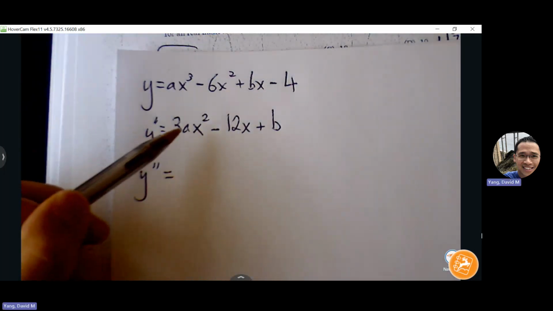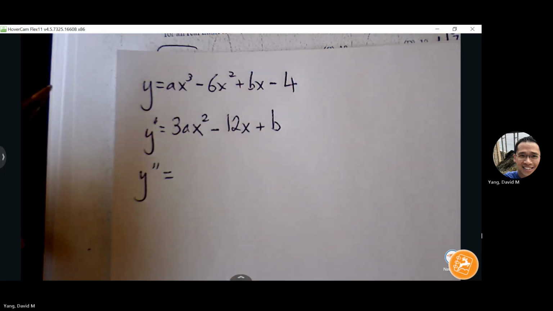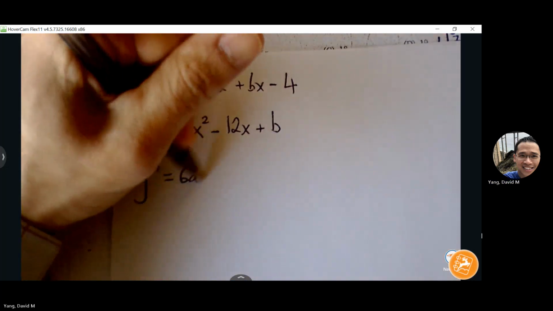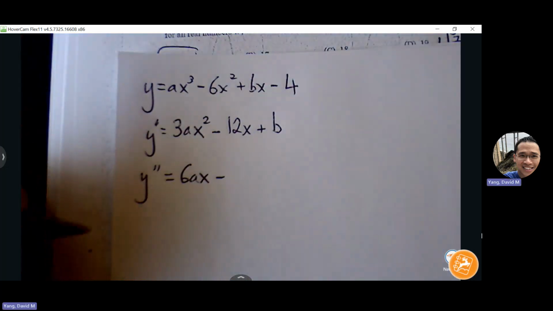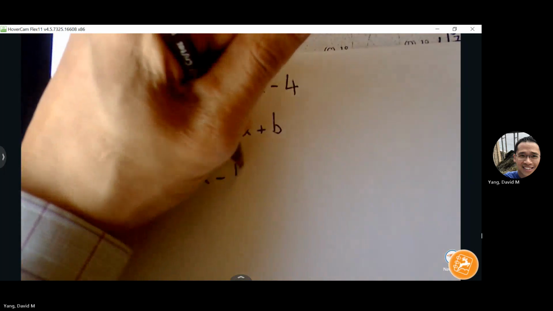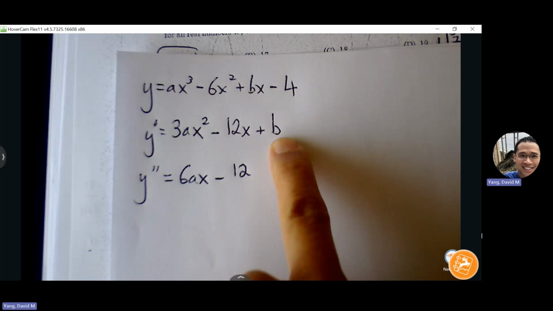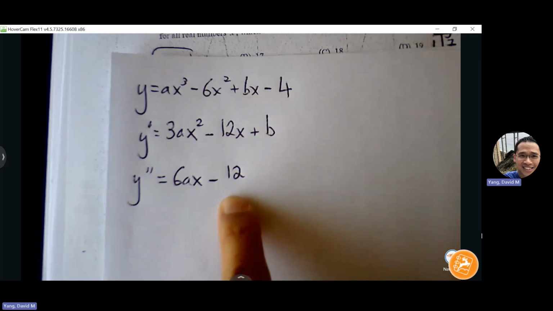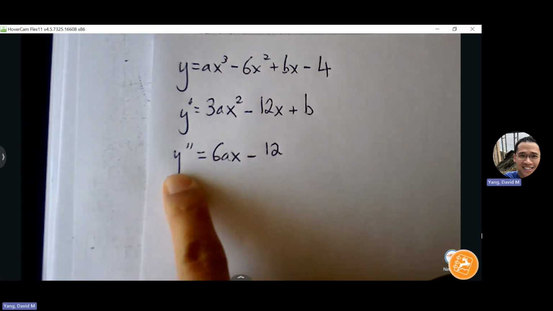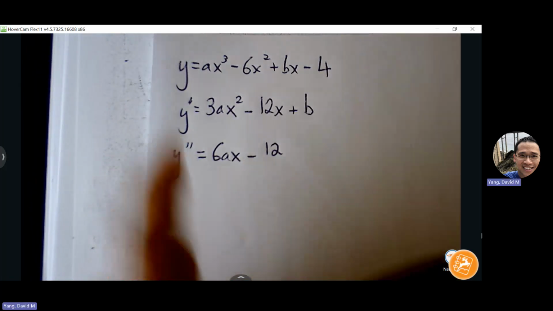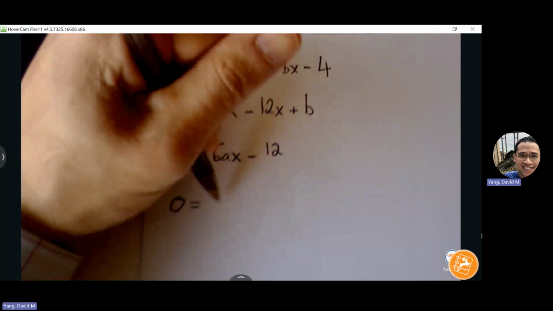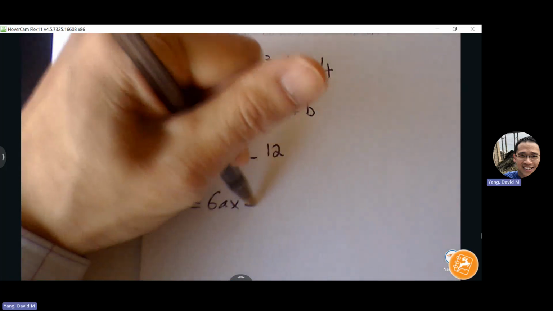What's the derivative of 3ax squared? What's the derivative of 12x? What's the derivative of b? Good, 0, right? It's not a 1, because we do 1 if it's x, but b is like a number. It's like 6 or 7. The derivative of 7 is 0, so the derivative of b is going to be 0 as well. So we're going to set y double prime equal to what? 0, right? So 0 is equal to 6ax minus 12.